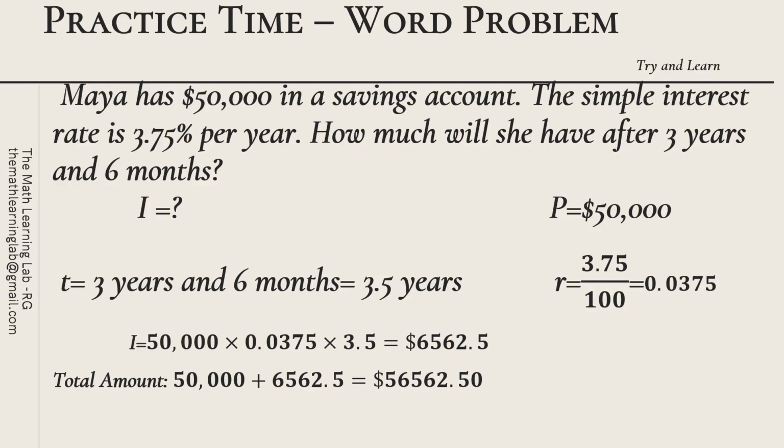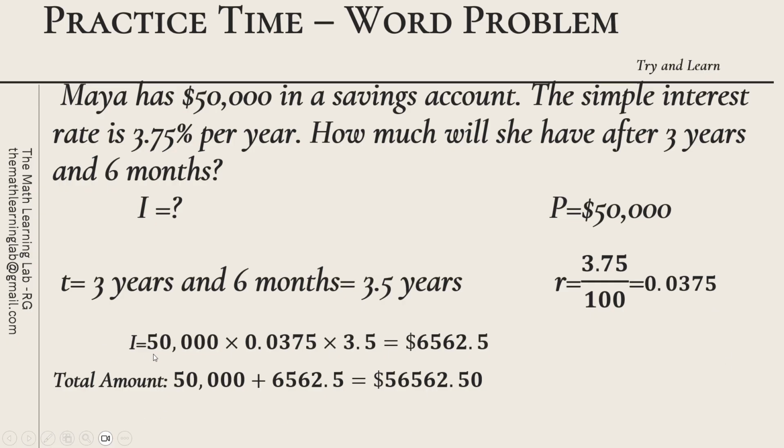So remember, we need to convert that time into years when we are calculating the simple interest. So here the value of P, which is the principal amount, is 50,000. Time is 3 years and 6 months. So 6 months is half a year. 3 years and a half is 3.5 years. You can write it down. Rate is 3.75%. So I need to divide by 100 because I'm using a decimal representation throughout this lesson. So this will give me 0.0375.